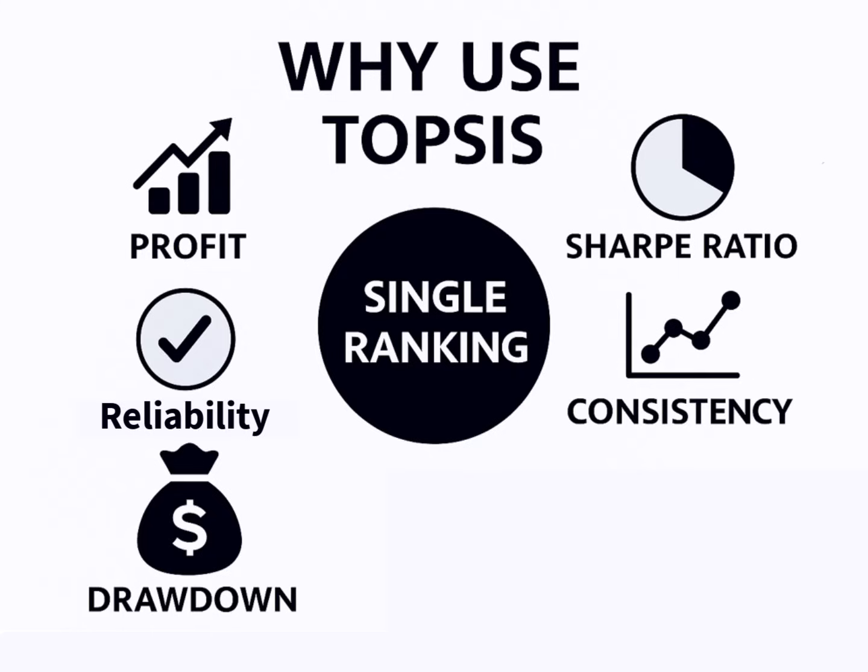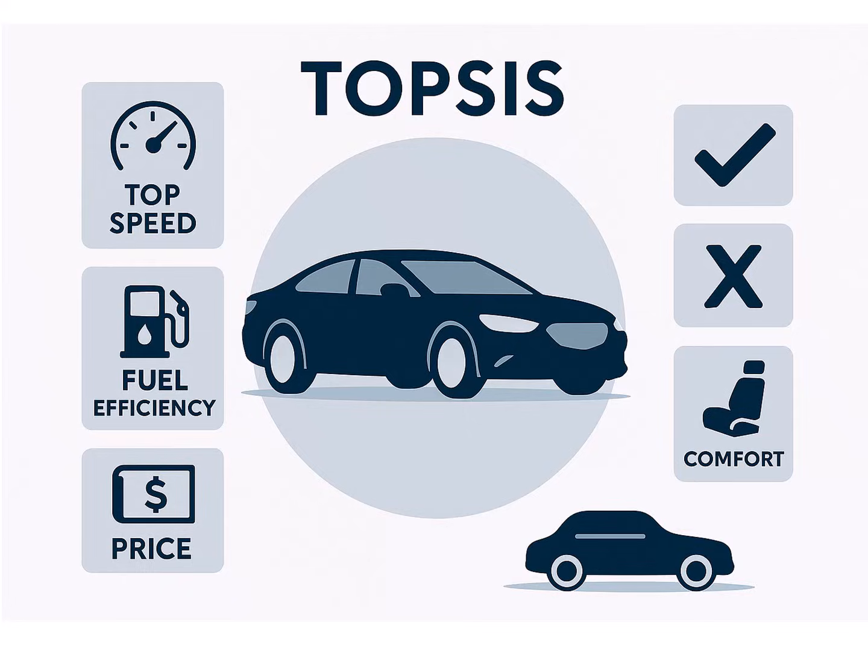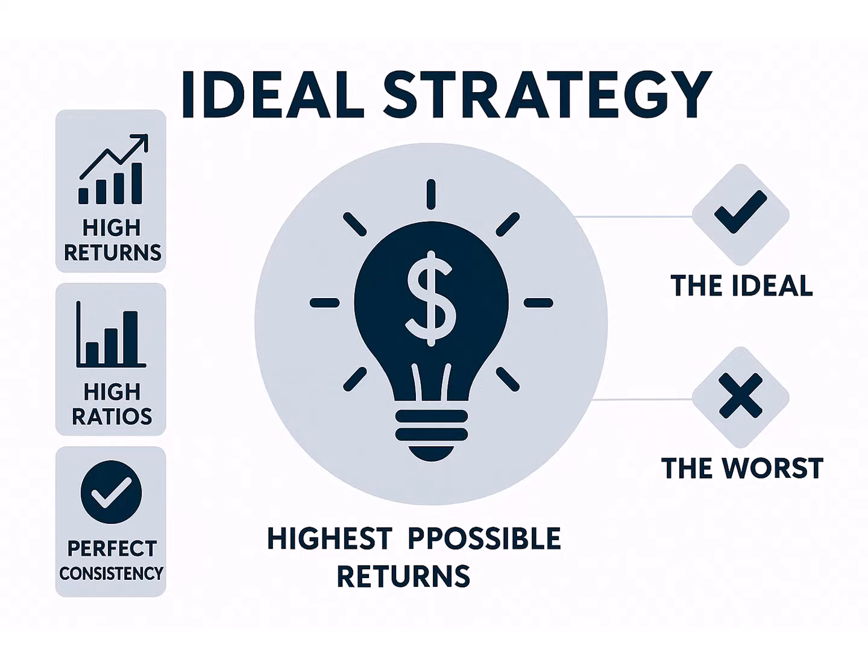And this is exactly where TOPSIS shines, because instead of focusing on just one metric, TOPSIS looks at them all at the same time, and then gives you a simple ranking that reflects the overall quality of each strategy. And you can compare this a little bit with buying a car. Here you don't look at the top speed only, but you also care about fuel efficiency, safety, comfort and price. And TOPSIS works in a similar way, but for trading strategies. In other words, it will ask which strategy is closest to the perfect strategy and at the same time farthest away from the worst possible strategy. And that's the core idea.